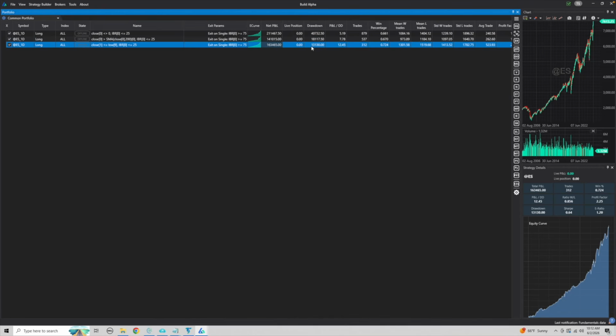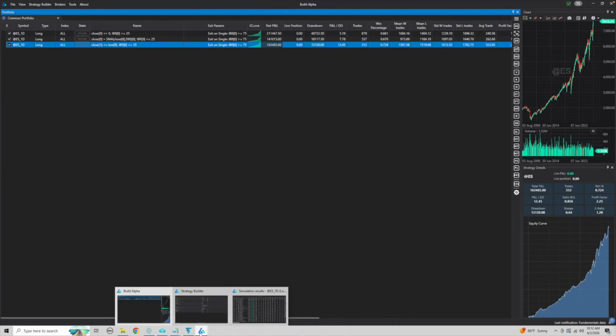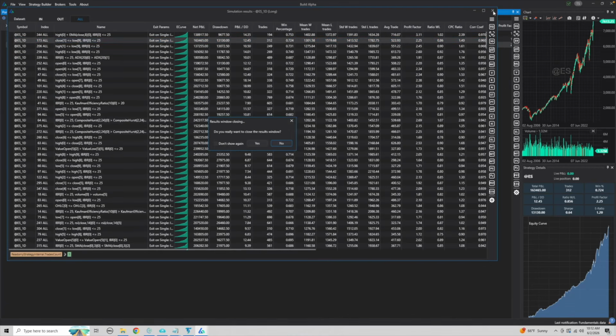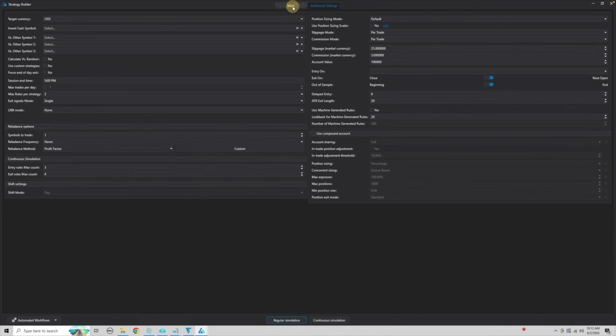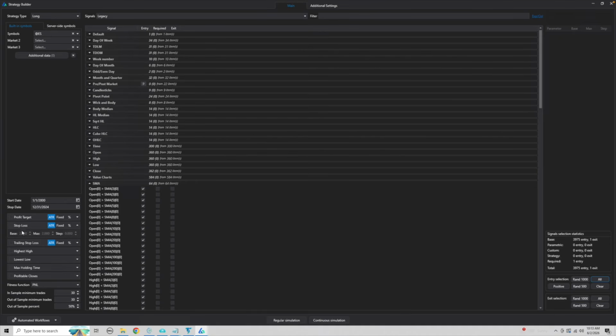Of course, we're not done yet. One more thing to do: who wants to trade without a stop loss? So what we're going to do is close this results window, go back to the main window, and actually enable the stop loss. And the stop loss is enabled here. We're going to go from an ATR stop of 2 all the way up to, let's make it 5, in steps of 1. So that'll test 2, 3, 4, and 5 ATR stops.